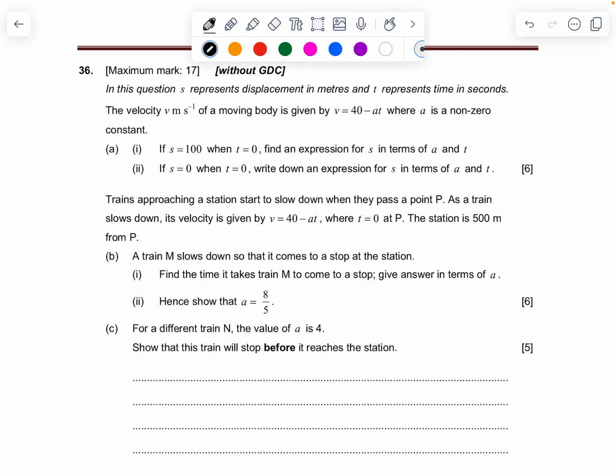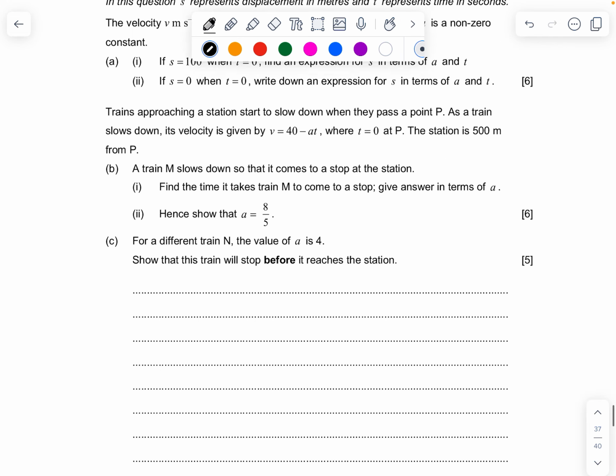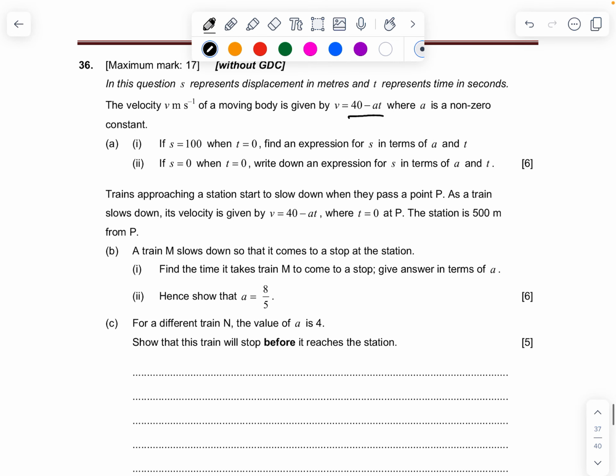Now coming to question number 36. In this question, S represents the displacement in meters and T represents the time in seconds. The velocity v meters per second of a moving body is given: v = 40 - at, where a is a non-zero constant. If s = 100 when t = 0, find an expression for s in terms of a and t. So he has given the velocity.